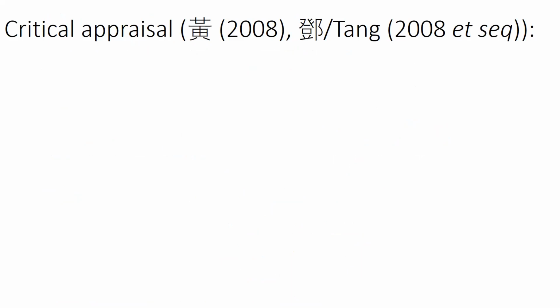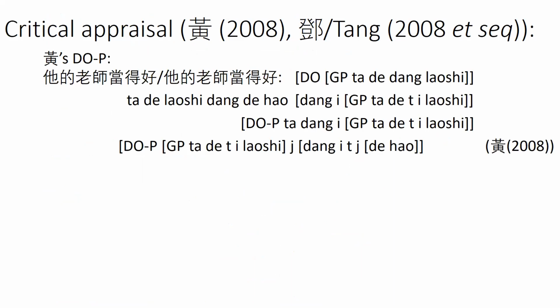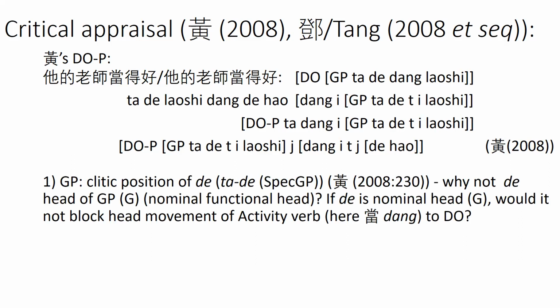But there are numerous criticisms that I think we can make towards this analysis, so let's just look at the formal structure again. So when Huang proposed this alternation, you would get this type of derivation that we've seen before. First of all, Huang makes it very clear that in the GP, in the nominalized structure, the de is cliticized onto the external argument. So it's cliticized towards it and is merged in the spec of GP.